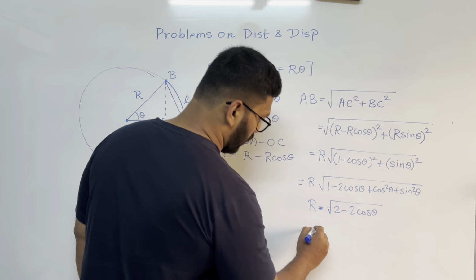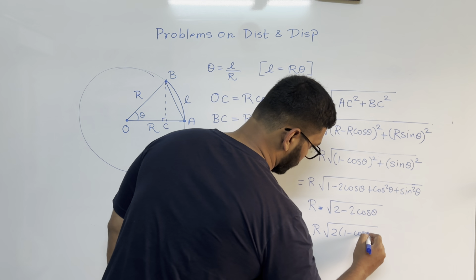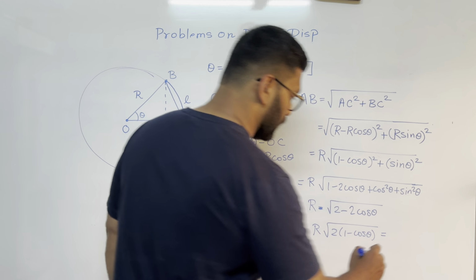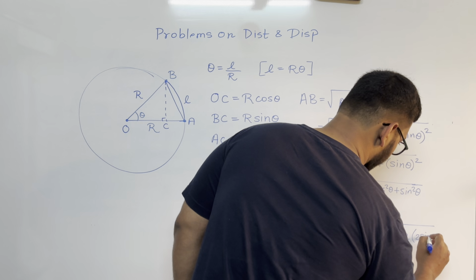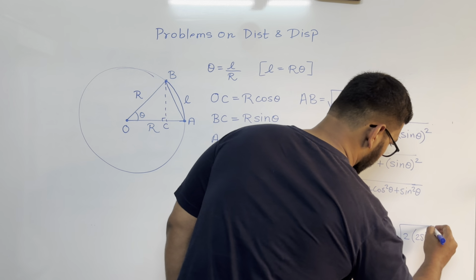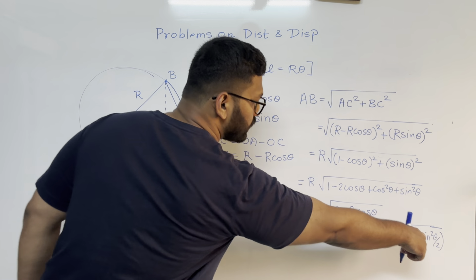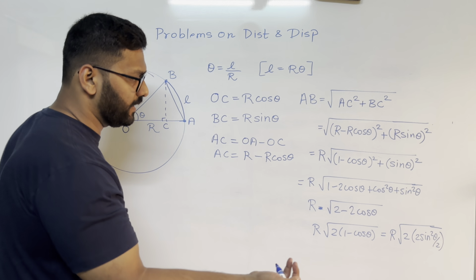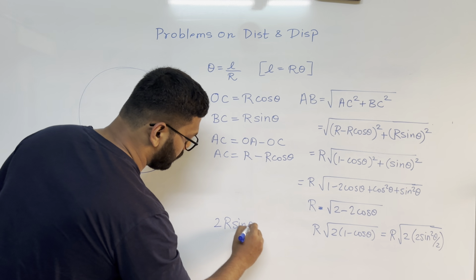Now if I take 2 common, what will I get? The square root of 2 into 1 minus cos theta. But 1 minus cos theta is 2 sin square theta by 2, if you know the trigonometric identity. So this is going to be R times the square root of 2 into 2 sin square theta by 2. Let me check if it is visible. Yes. Okay, now this is 4. So the square root of 4 is 2, and the square root of sin square theta by 2 is sin theta by 2. So this is going to be 2R sin theta by 2.